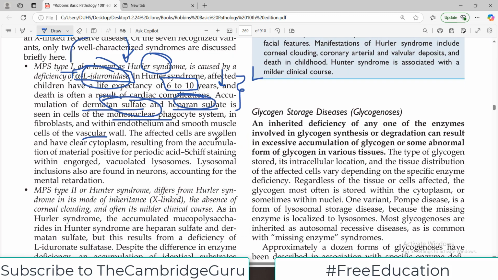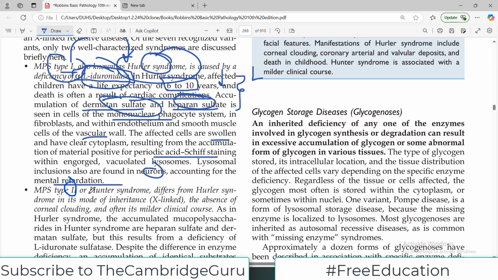The affected cells are swollen because of accumulation of these mucopolysaccharides, and obviously there are some stains which you can use to identify them. It can be very positive with PAS, periodic acid-Schiff staining. Okay, and lysosomal inclusions are also found in neurons, accounting for mental retardation, because these are the different cell types where mucopolysaccharide will accumulate. Type 1, Hurler.